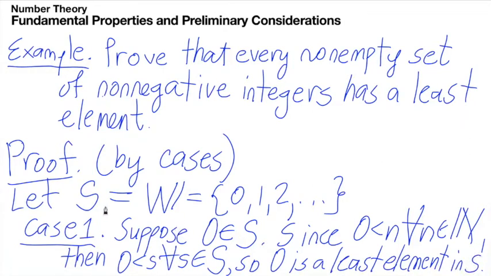So for example, when we say that S is non-negative integers, we have two cases: 0 is inside it or 0 is not inside it. So we'll have that as case 1 and case 2. If 0 is inside it, 0 is clearly less than all the positive integers. So 0 is less than all the elements inside this S, as we can see here. So 0 is the least element in S.